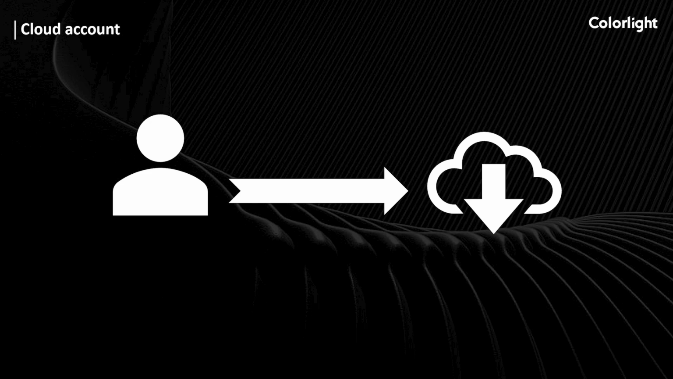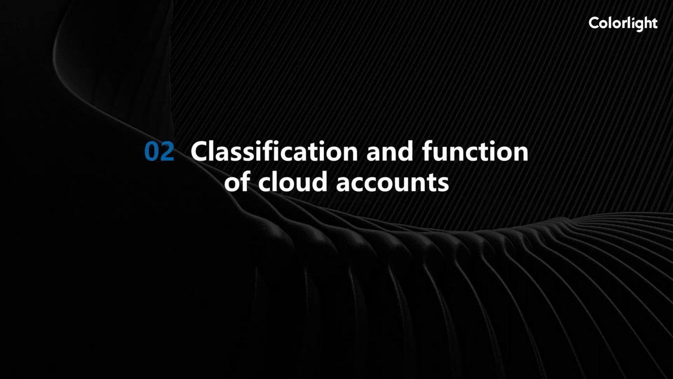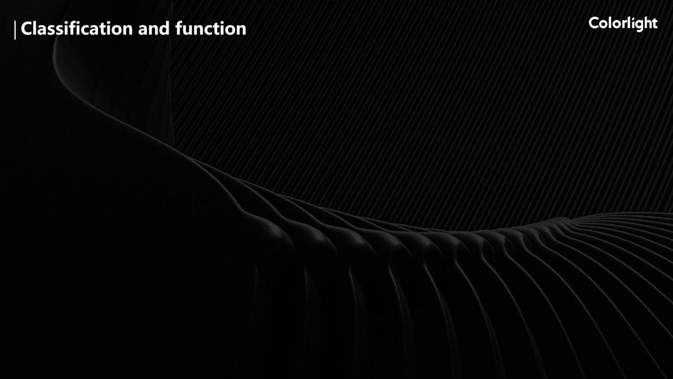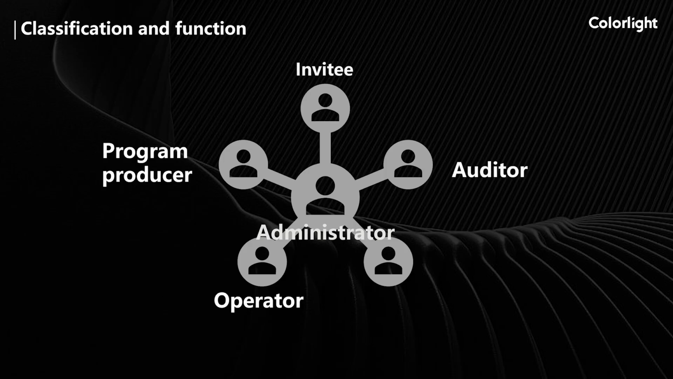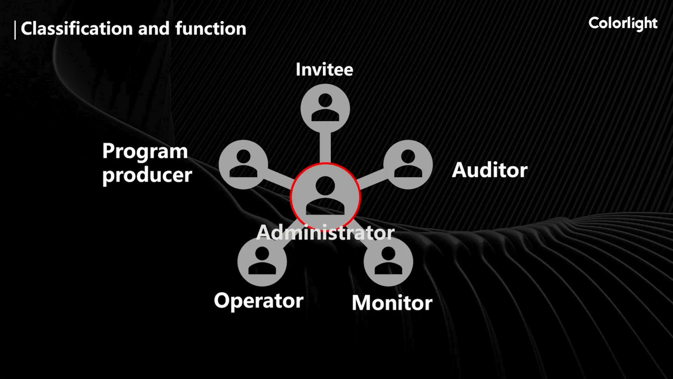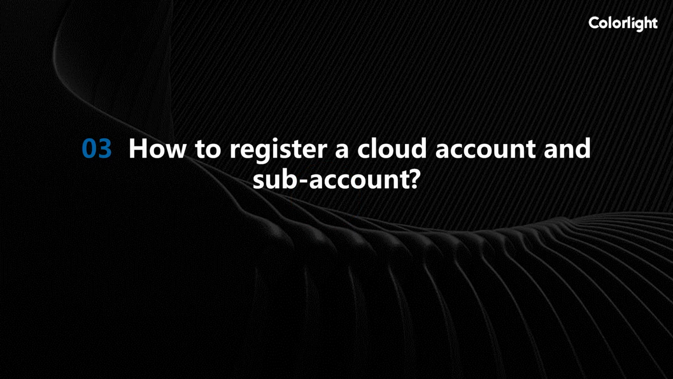What are the classification and functionalities of cloud accounts? Cloud accounts include a main account and sub-accounts: administrators, operators, producers, invitees, auditors. The main account has absolute control and can manage other sub-accounts, while sub-accounts can only control one or several functionalities in the cloud platform. This is like everyone playing different roles within a company, making it easier for the manager to monitor cloud accounts.